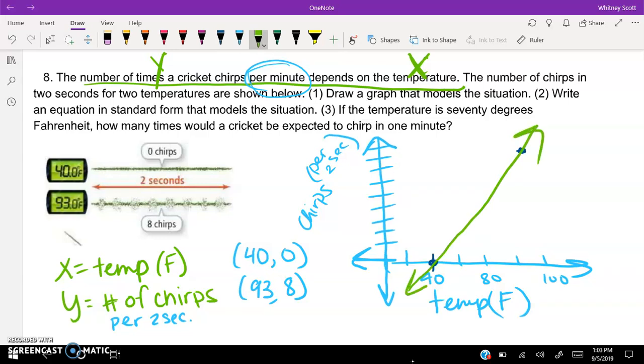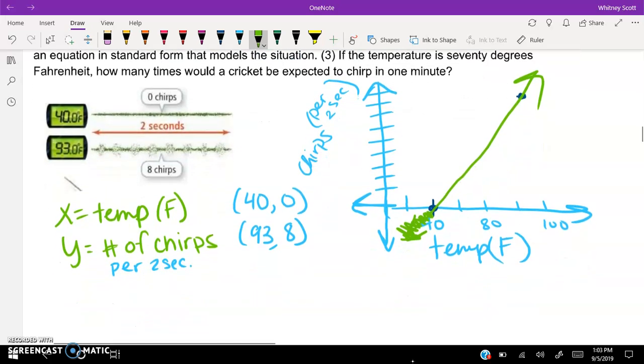Now, in reality, we know that we would not be using this part down here because we can't get less than 0 chirps. Okay, so that's number 1. We drew a graph, we labeled our axis, all of that, so that's wonderful. Number 2 says to write an equation in standard form, but it really doesn't matter what form we're writing it in.